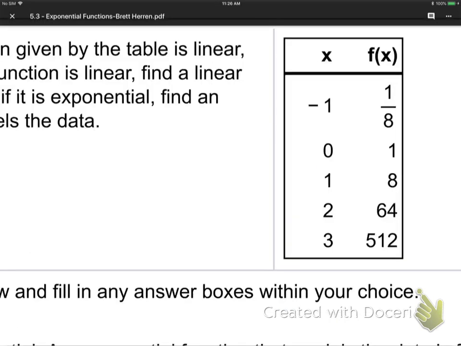Let's go. Okay, so number 2 here. So what's happening? We want to look over there at the y values right away. What's happening from y value to y value? What's it doing every time?